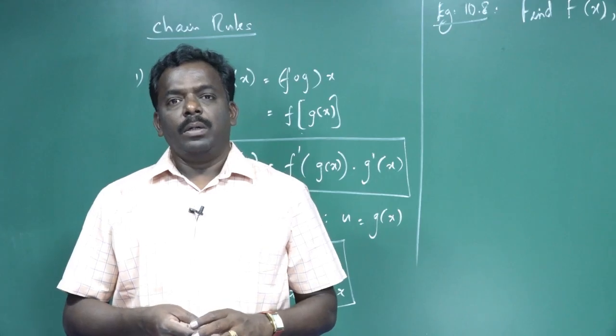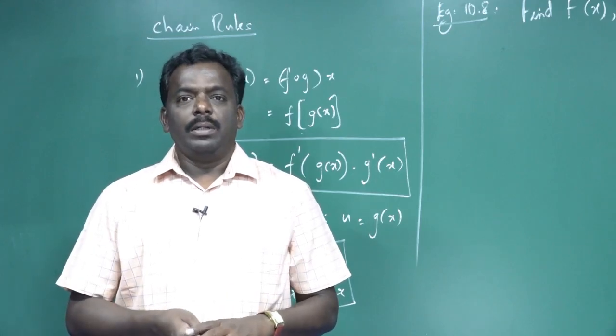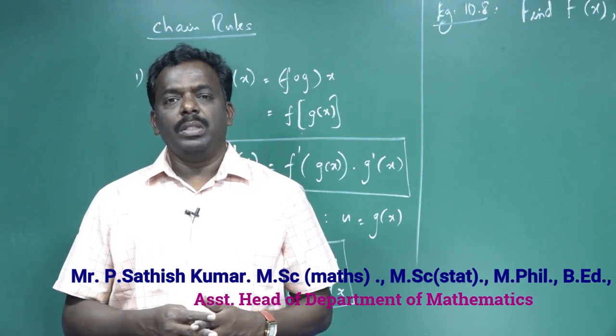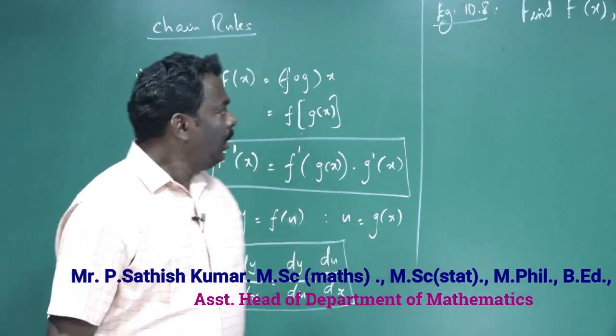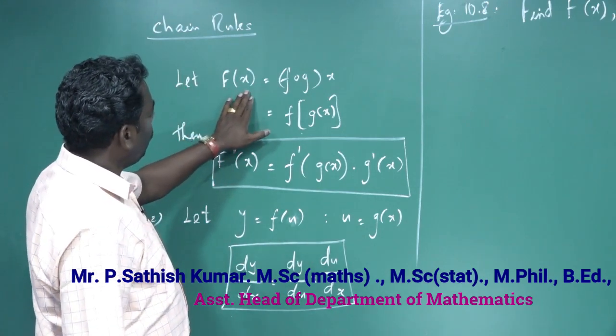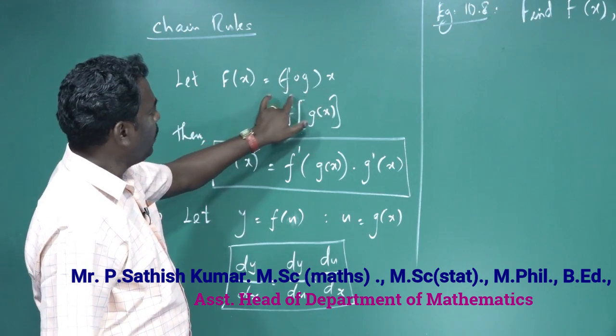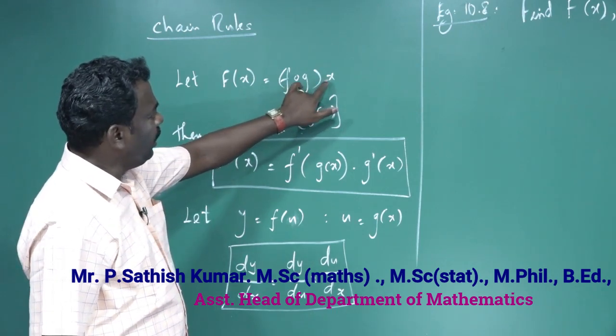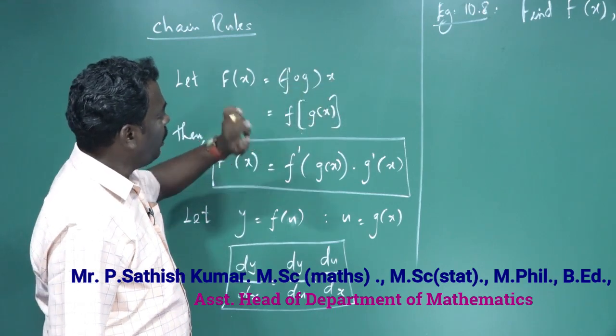Good morning, students. Today we are going to discuss exercise number 10.3. In that exercise, we are using the chain rule. One of the chain rules: let us consider capital F of x equal to f composed with g of x. It is called a composition of functions. F composed with g of x, we can define as the composition of functions.